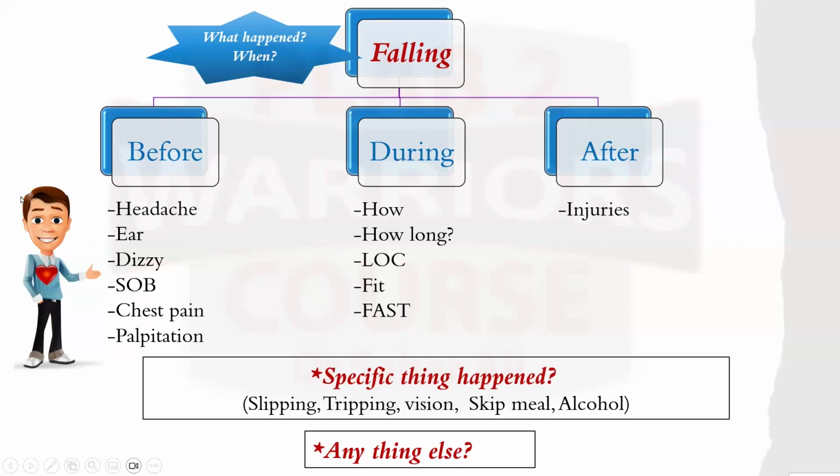Any headache? Why? To exclude a space occupying lesion. If the patient has a severe headache, especially in the morning, you think about a space occupying lesion. Any ear pain or ear problem? Ear problem, fullness or ear pain, to exclude balance or inner ear problems. The patient can present with a fall due to an inner ear problem, okay? So you have to exclude this.